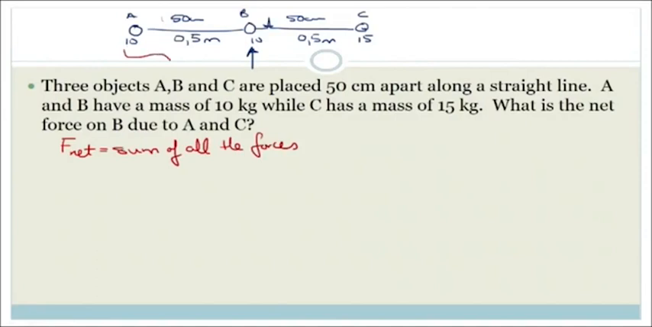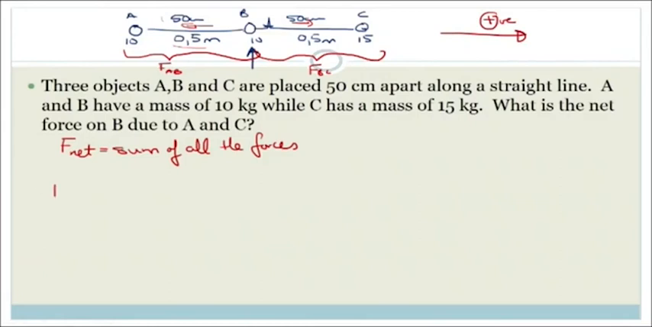And do you agree there'll be a force of attraction between A and B? And there'll be a force of attraction between B and C, right? So what we need to do is work out the force of attraction B has towards A, and then work out the force of attraction that B has towards C, and then add those forces. And I say add because remember, these are vectors, so we're going to give direction. So I'm going to choose to the right as positive. Okay, to the right is positive.